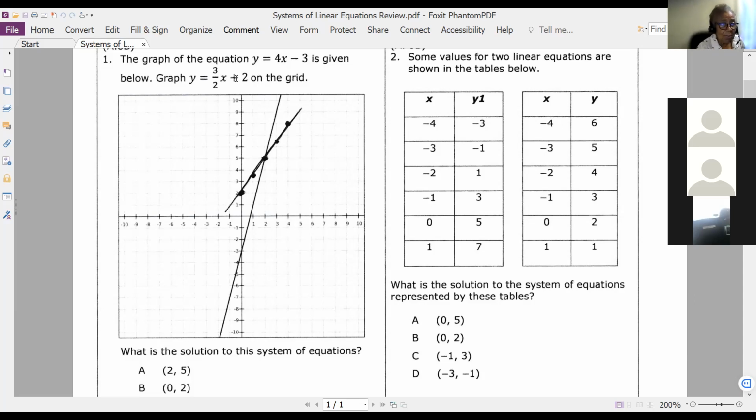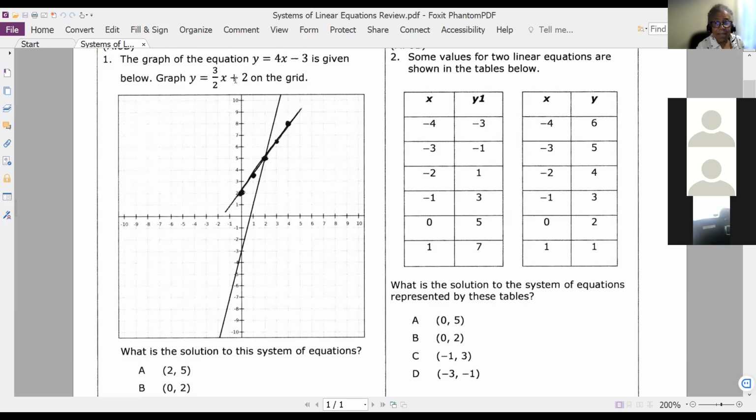These are both simultaneous equations. One is y equals 4x minus 3. The other one is y equals 3/2 x plus 2. And we could solve it using our elimination or substitution. But I just wanted to show you another method of solving it.